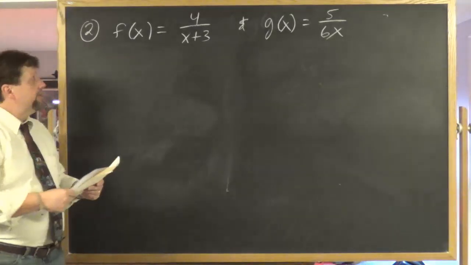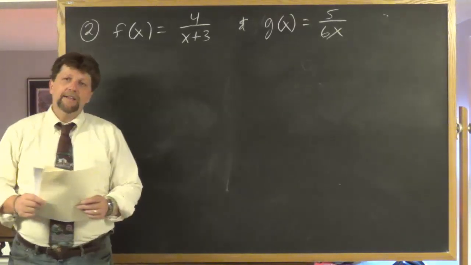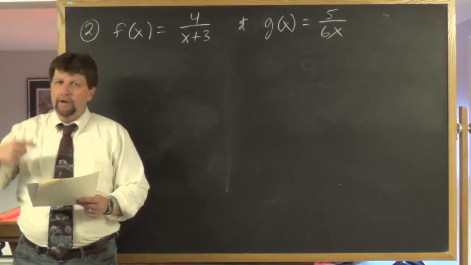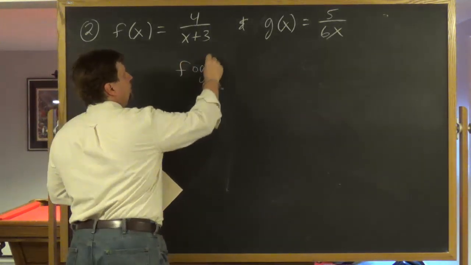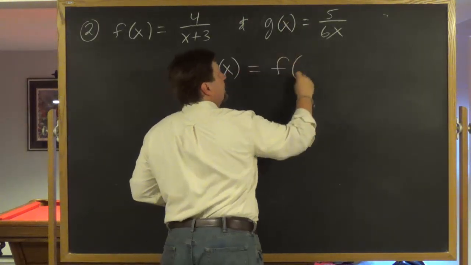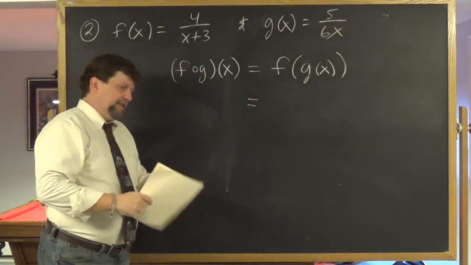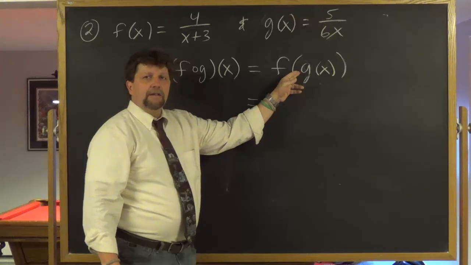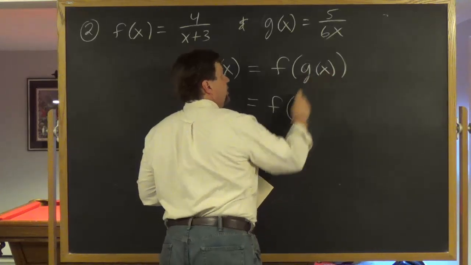Okay, here in number 2, I asked you to use the functions f of x equals 4 over x plus 3, and g of x equals 5 over 6x. And I asked you to find the composite function f composed with g of x, or the fog of x. So remember, to get the fog, you start off by rewriting it as f of g of x. And that's a matter of saying, okay, the f of g of x, well, what is g of x? G of x is 5 over 6x, so we put that in here for g of x.